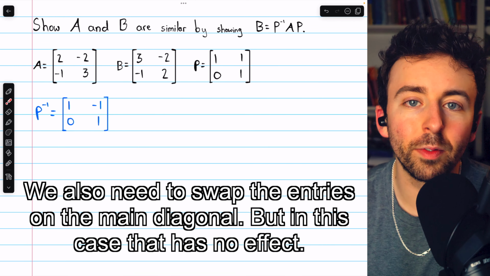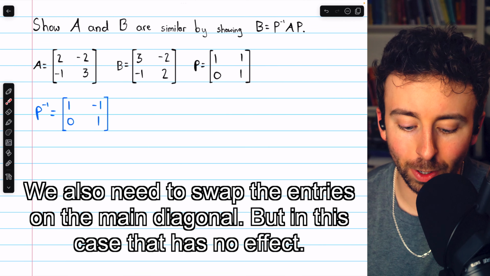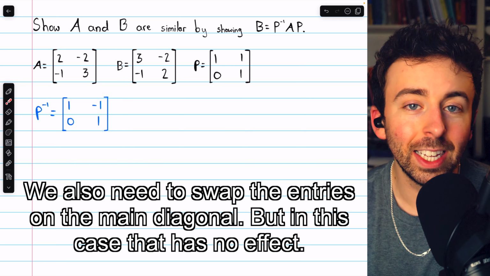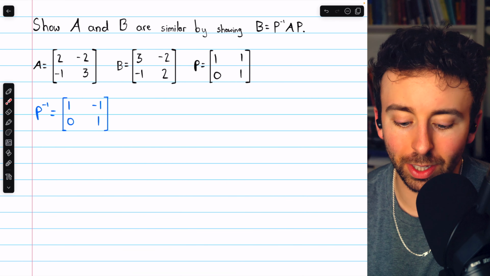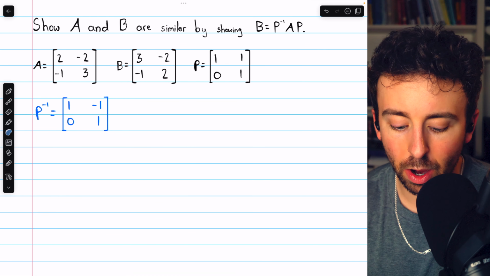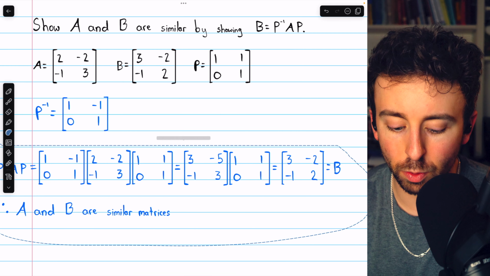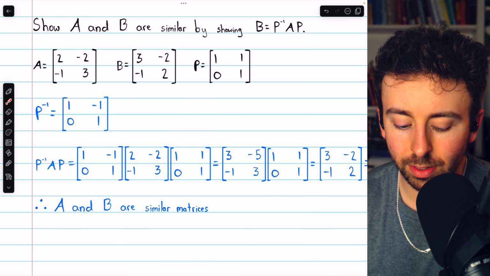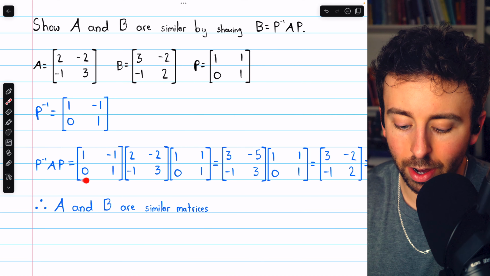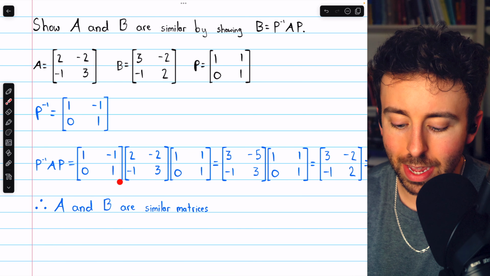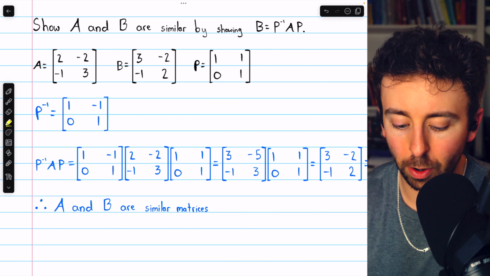That's your review on finding the inverse of a 2 by 2 matrix: divide everything by the determinant, and negate the counter diagonal. Again, the determinant is 1, so that didn't really change anything here. All right, we have P inverse. Now we can simply do the multiplication to verify the claimed similarity. P inverse times A times P is the product of these three matrices. Let's say we multiply P inverse and A first.